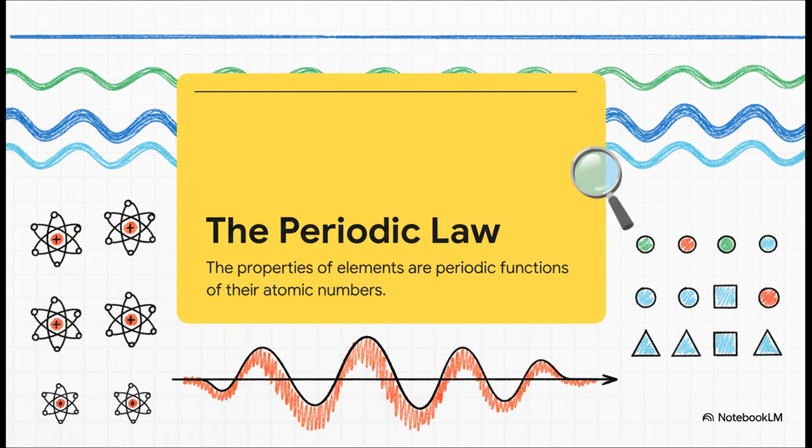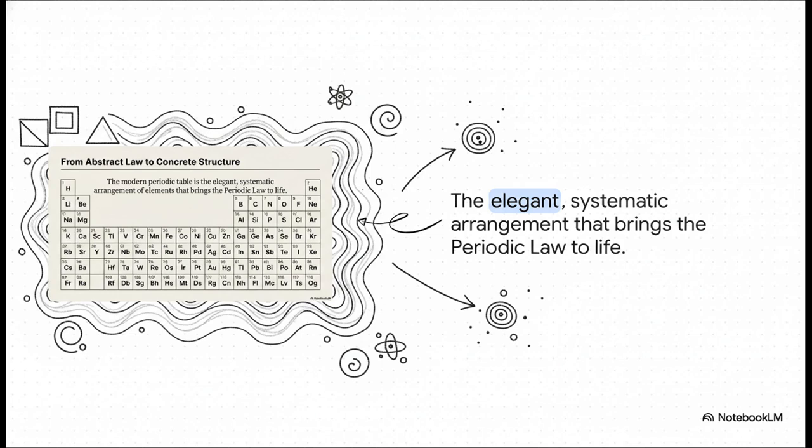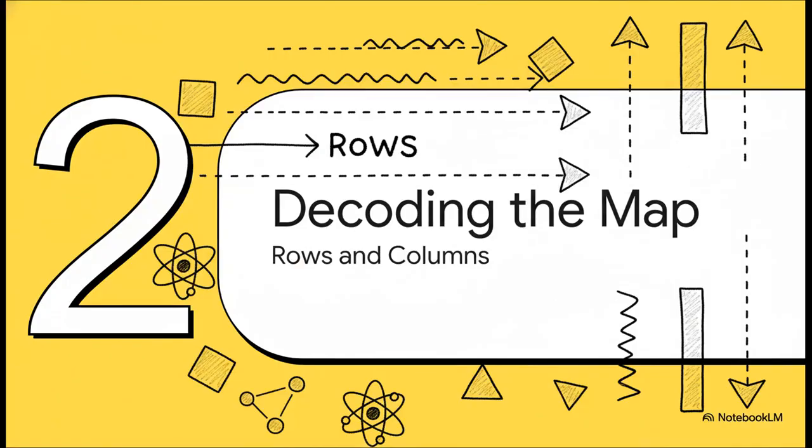It just means that if you line up the elements by their atomic number, how many protons they have, their properties start to repeat in these predictable patterns, kind of like the waves you see here. It's this repeating cycle that's just woven right into the fabric of reality. And that's the genius of the periodic table. It takes that invisible, abstract law, that cosmic rhythm, and makes it visible. This whole arrangement is designed to bring that repeating symphony of the elements to life right in front of us. It's absolutely brilliant.